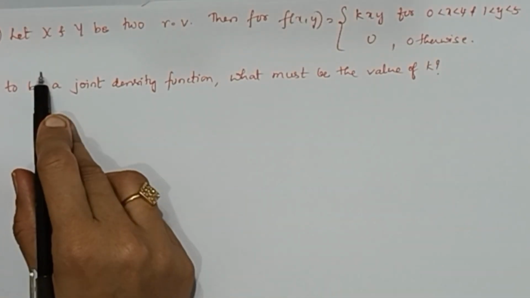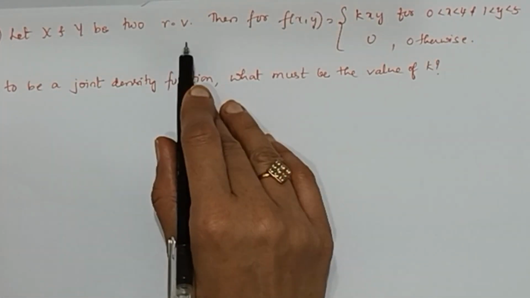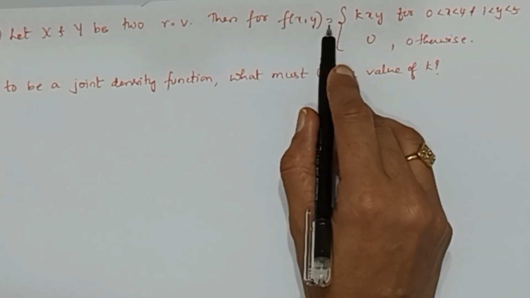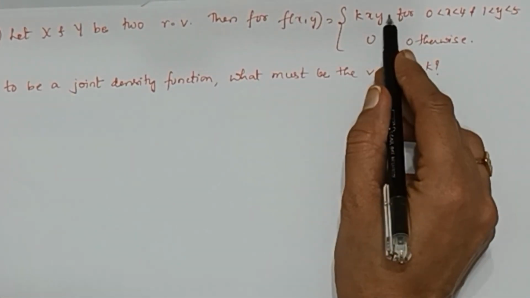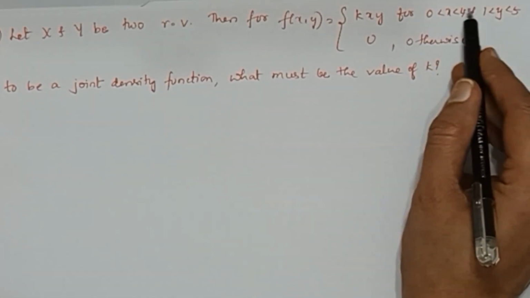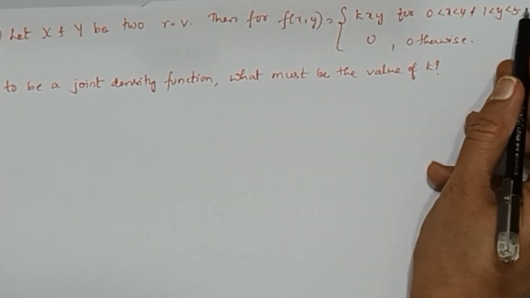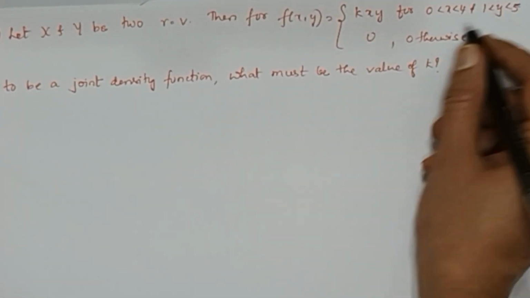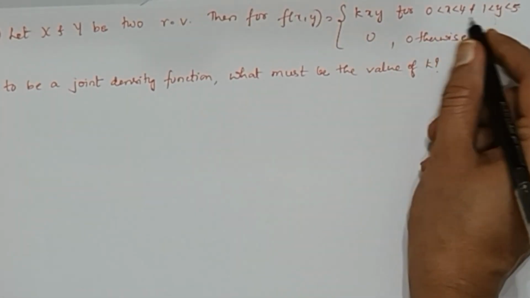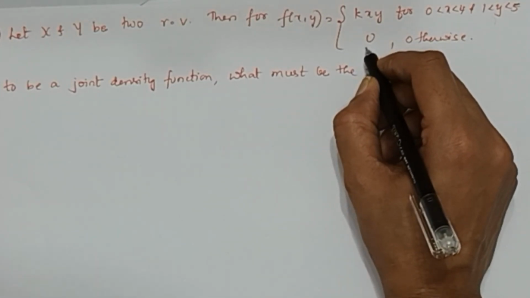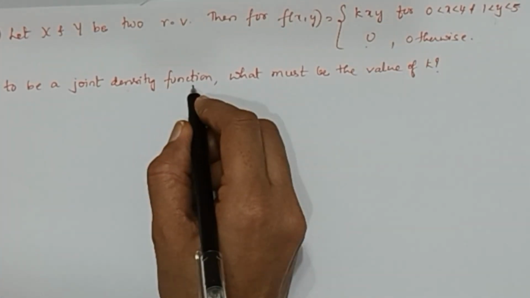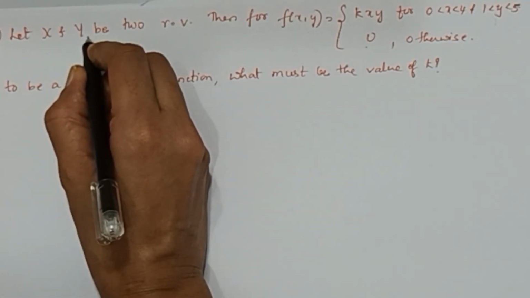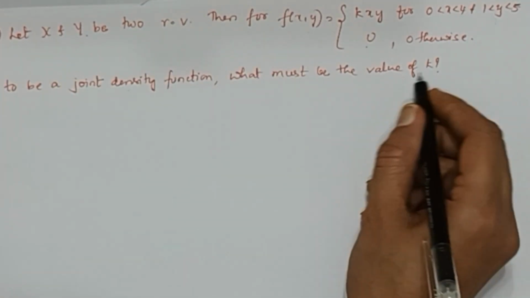See here the first problem. Let x and y be two random variables. Then f of x comma y is given by these two values: if x is in between 0 and 4 and y is in between 1 and 5, the function is k into xy. If x and y are in between any other values, then the function value is 0. To be a joint density function, this is a joint density function and these two are continuous random variables. What must be the value of k?